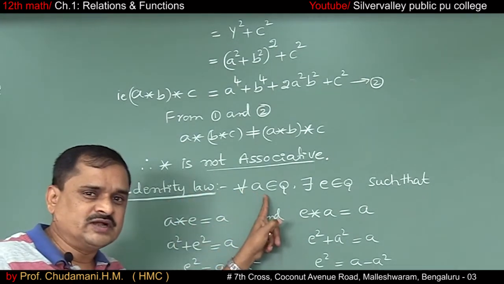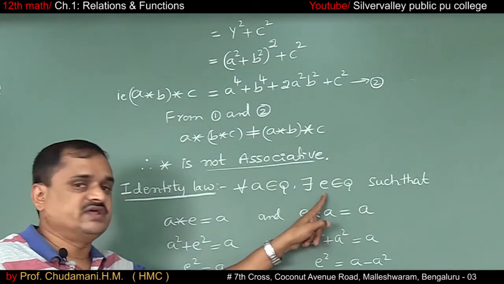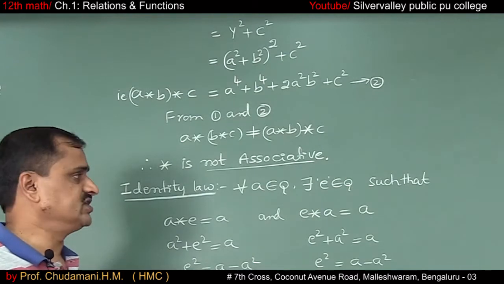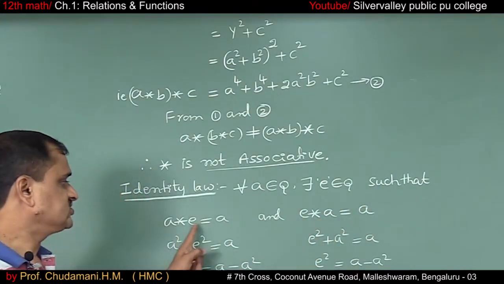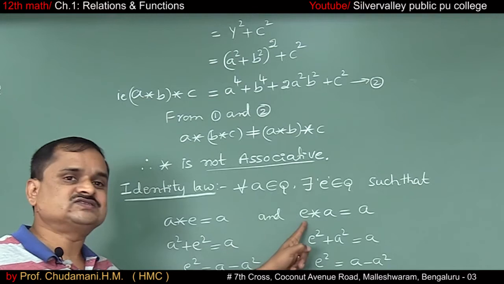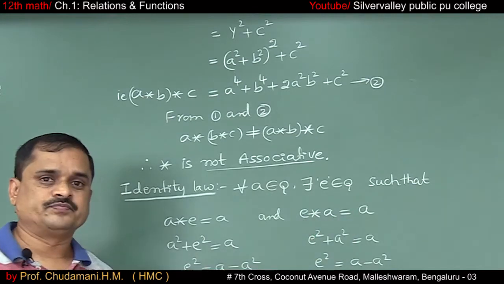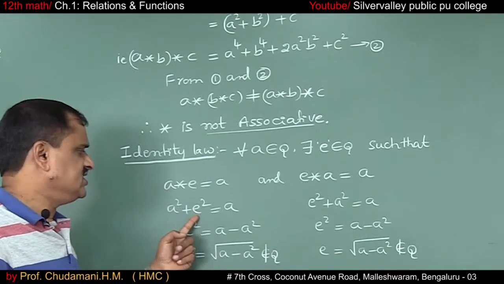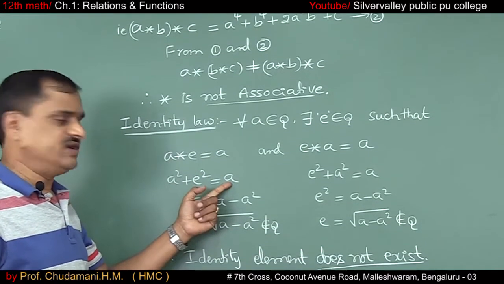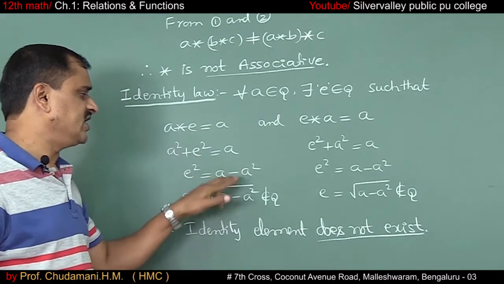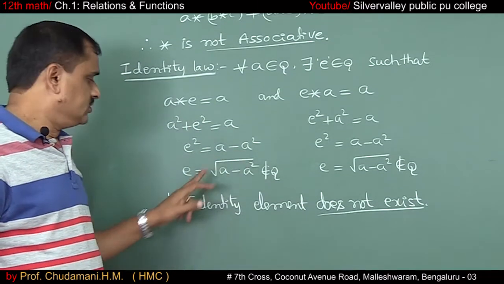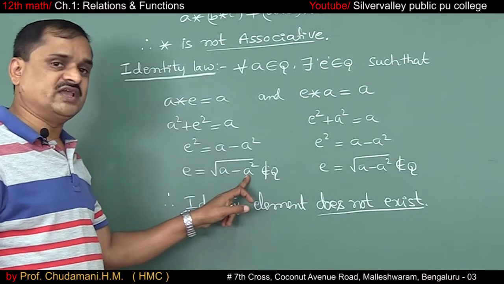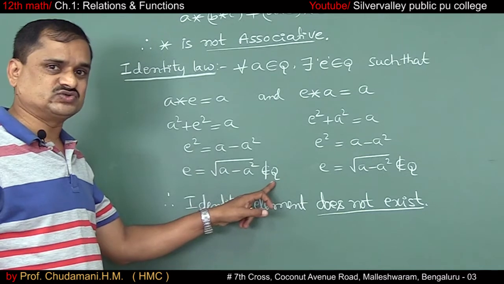For all an element A belongs to the set Q, there exists an identity element E also belongs to the set Q such that A star E equals A, E star A is equal to A. Right? A star E means A square plus E square is equal to A. By definition, E square equals A minus A square. So, E equals root of A minus A square. A minus A square does not belong to set Q.